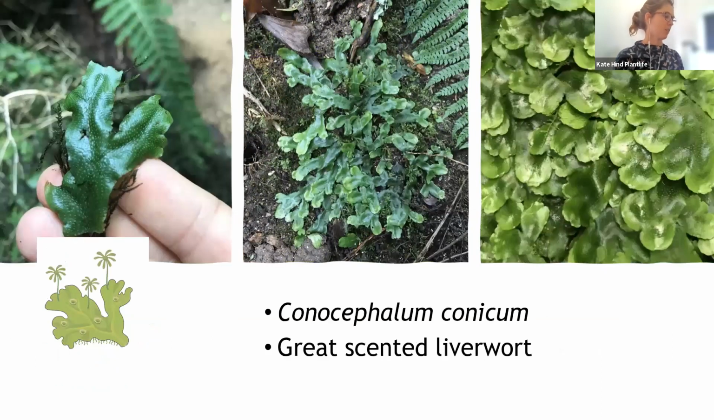And the last one I'm going to show you is a liverwort. This is a thallose liverwort, and I've chosen this one because it's really big and it's hard to confuse with anything else. It's called the Great Scented Liverwort because it has a mild smell, and it's called Conocephalum conicum.